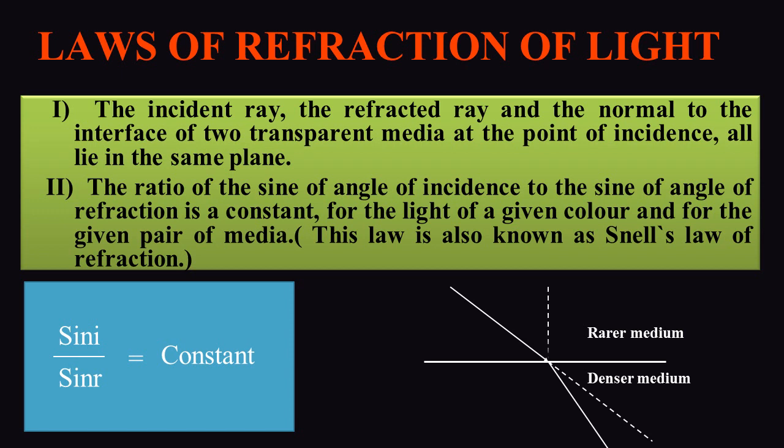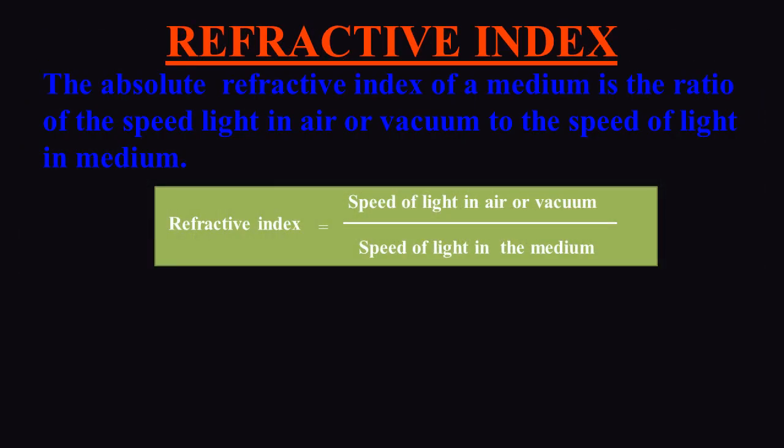According to this law, sin i by sin r equals a constant, where i is the angle of incidence and r is the angle of refraction. The mathematical expression from Snell's law is sin i by sin r equals constant. This constant equals the refractive index. The absolute refractive index of a medium is the ratio of the speed of light in air or vacuum to the speed of light in the medium.